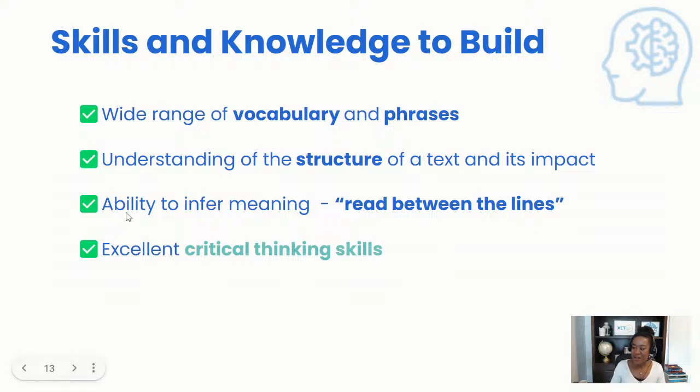There's a skill that's particularly important in Reading Part C when it comes to understanding the writer's attitude and opinion, and that's reading between the lines. We can also call this inferring meaning. In summary, what you need is excellent critical thinking skills: this ability to reason, to process all of this information, and form your answer as a result of this process.